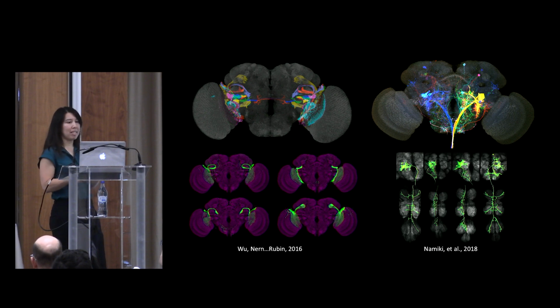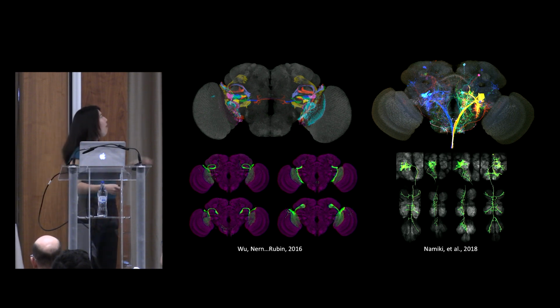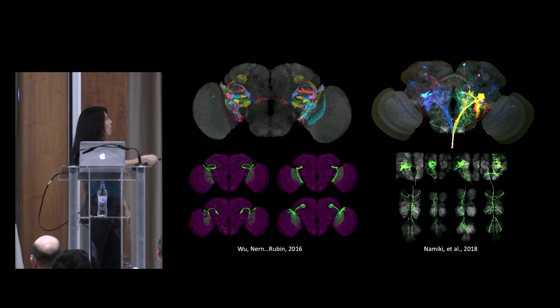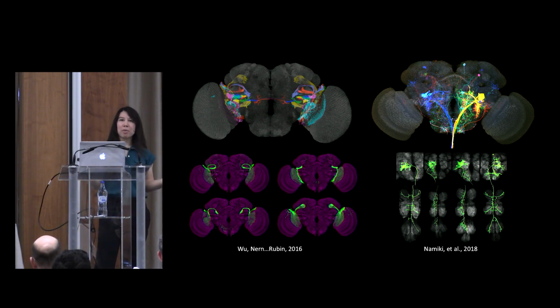So I'm showing you at the bottom of the slide here just a few examples of fly driver lines, their expression patterns, and how localized they are to just individual cell types of either projection neurons or descending cells, in this case over here.